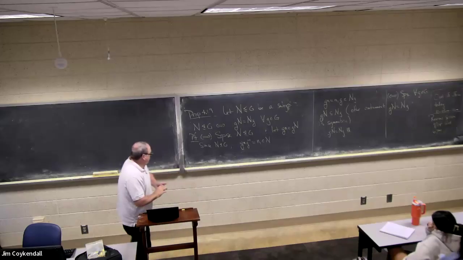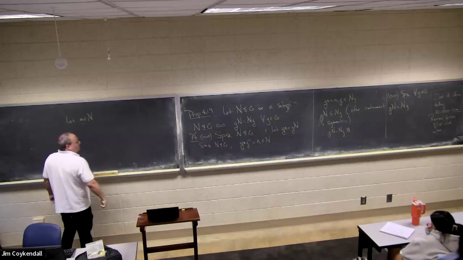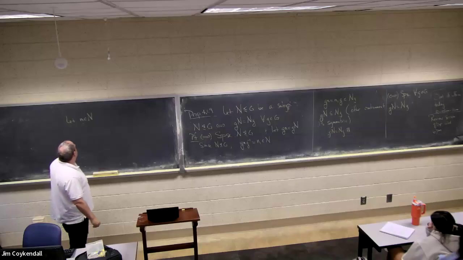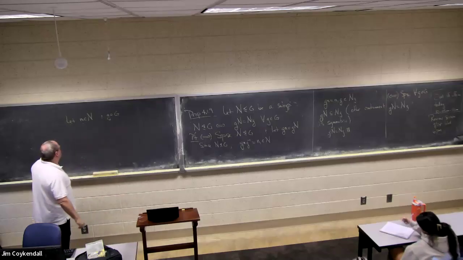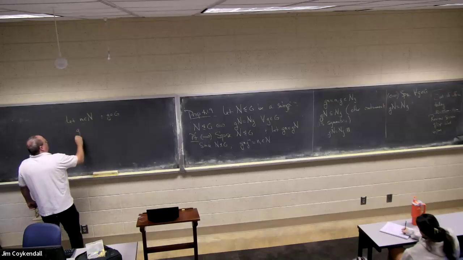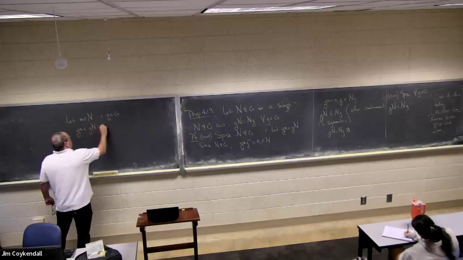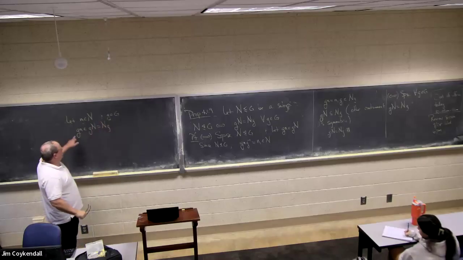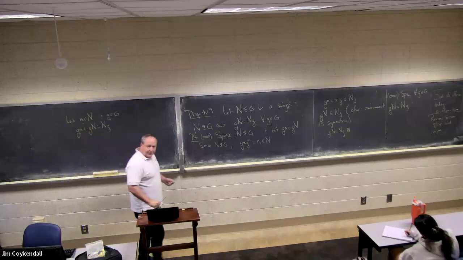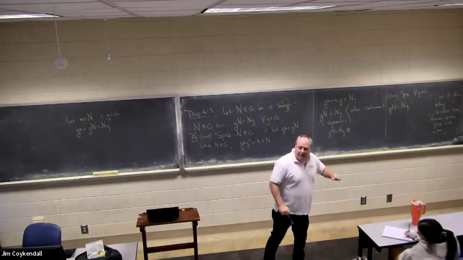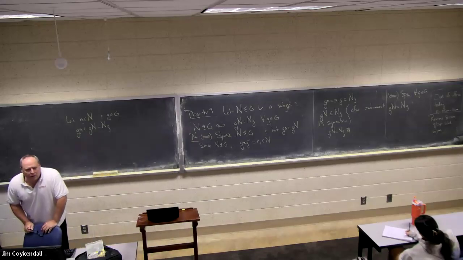Well, in this case, let n be in N and g be in G. Little g times little n is in this left coset. But we're assuming this left coset is equal to that right coset, capital T. So what do I know?